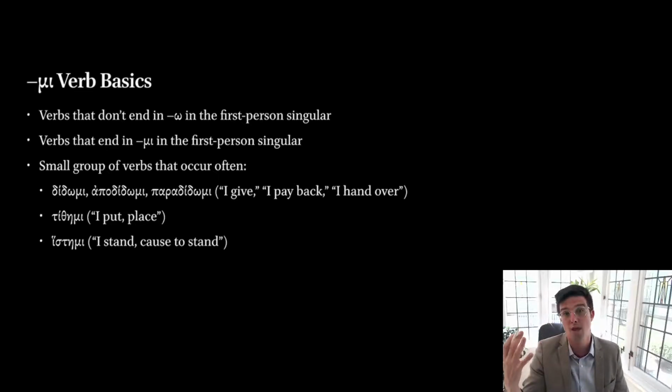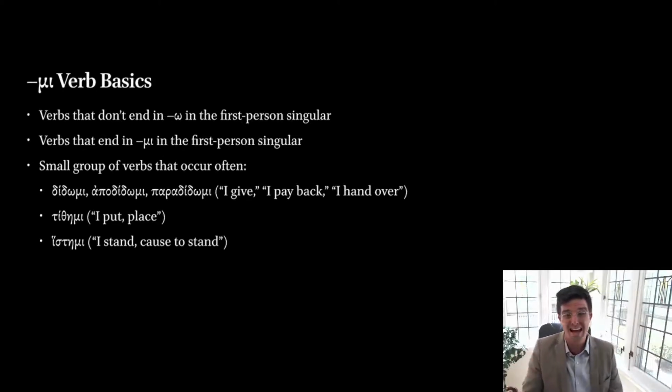used is quite large. You'll see often didomi, apodidomi, paradidomi, tithemi, and histemi. These are all very common verbs in the Greek New Testament. And so you need to be familiar with mi verbs, and you need to know where to go to find out parsing information about them when you come across them. You don't need to know them like the back of your hand the way that you do omega conjugation verbs.